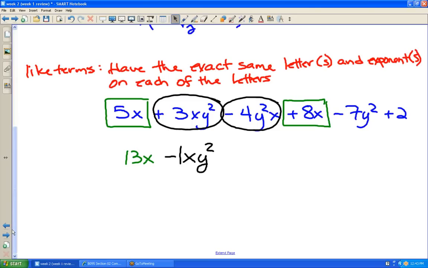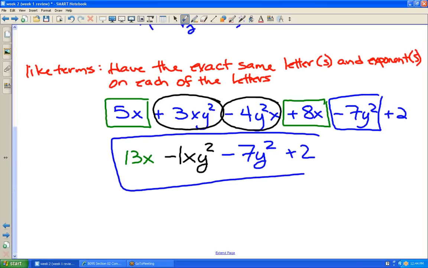Okay, and then I look at the rest of my terms. I have, I'll do a box again, -7y squared. Everything else to the left of it is already boxed, and there's nothing else to go with it, so those are just going to be brought down exactly like you see them. And now, since I've looked at everything, I've mushed together what I could. This is actually the final answer. I can't do any more because they don't match their letters.